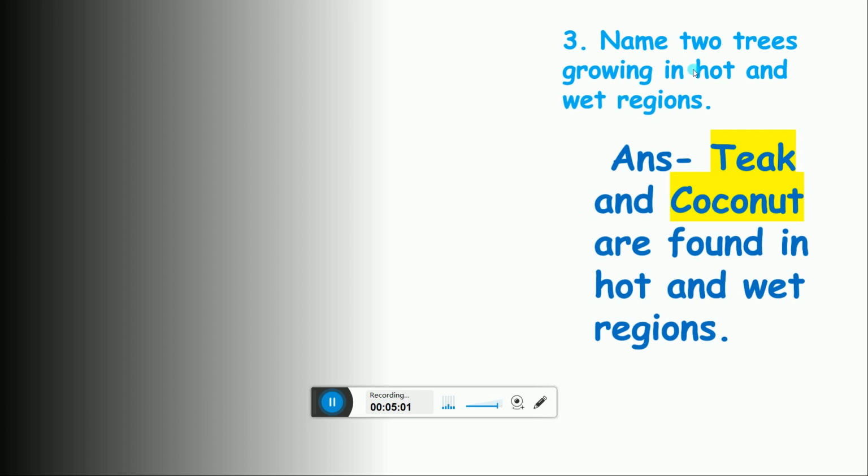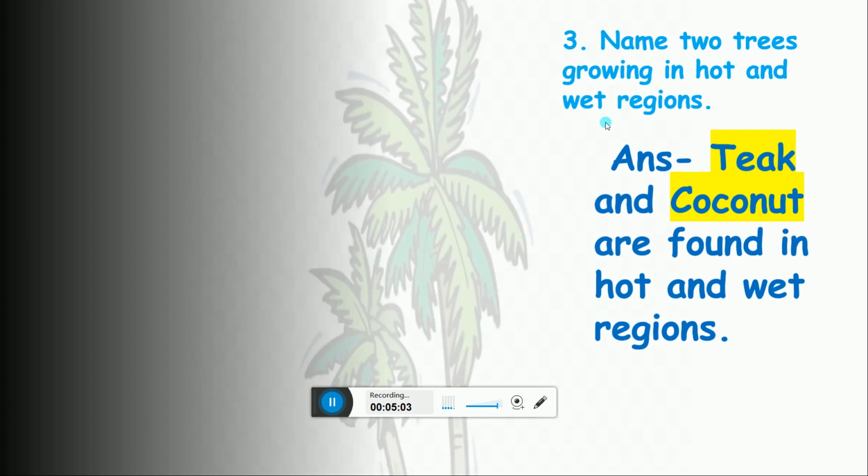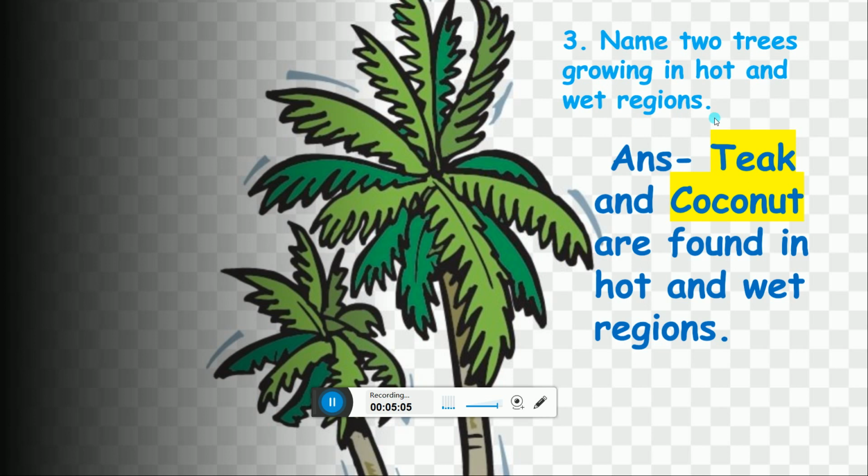And the next question is name two trees growing in hot and wet regions. As you see over here, teak and the coconut are found in the hot and wet region. You can write also rubber, which is also found in the hot and wet regions.